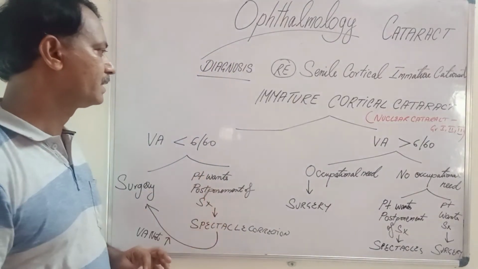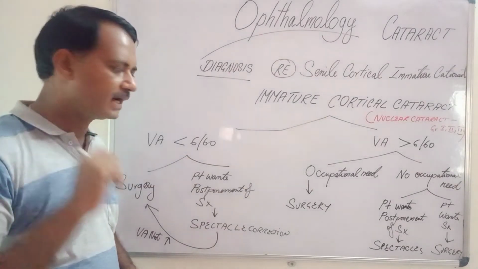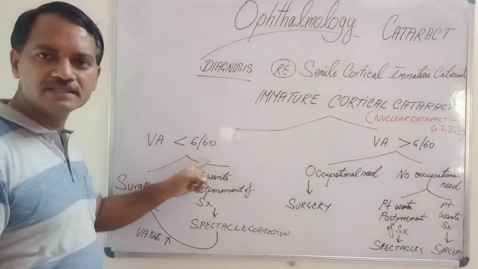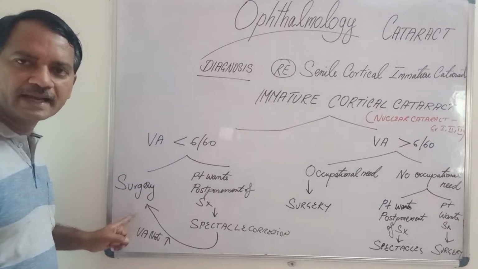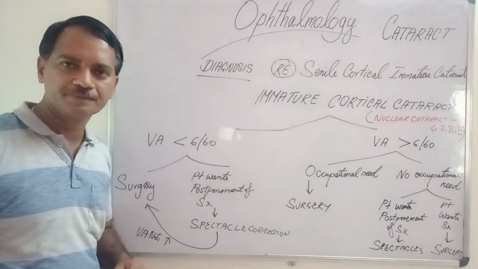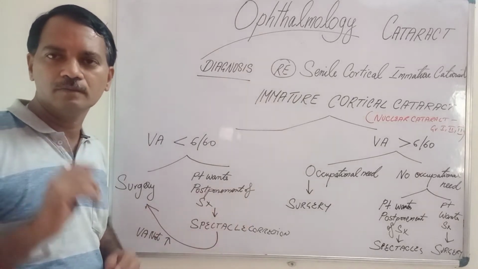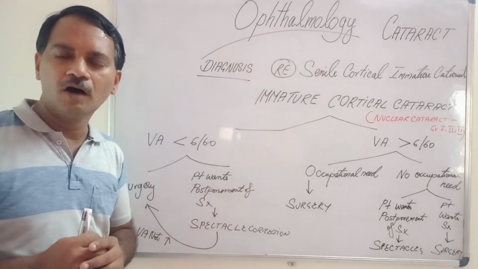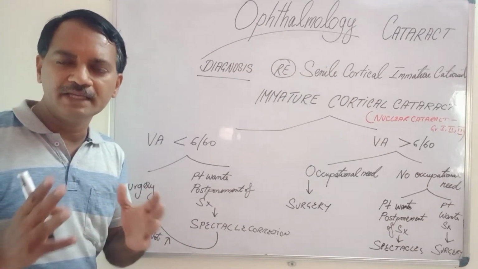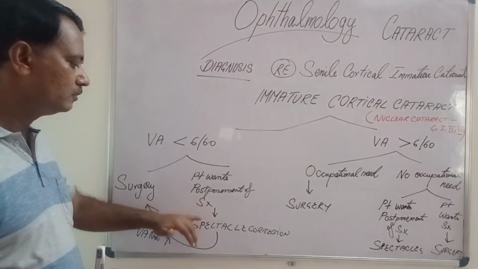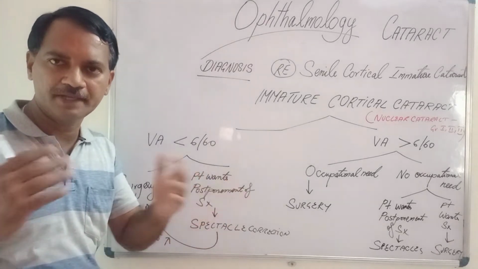So, how to manage? If the visual acuity of the patient having the immature cataract is less than 6/60, we have to advise the patient for cataract surgery with IOL implantation. If suppose the patient says, I don't want to have surgery now, I want to postpone it, or the patient is having certain physical illness, he cannot get operated immediately, then we have to go for spectacle corrections for the patient.